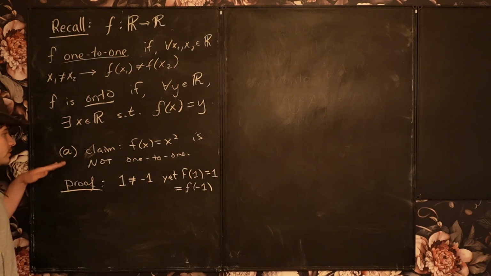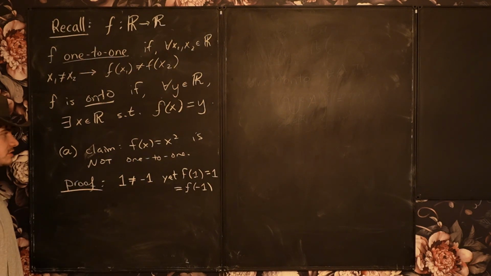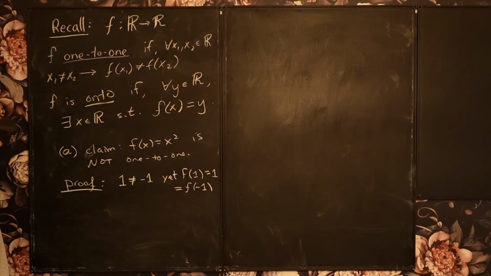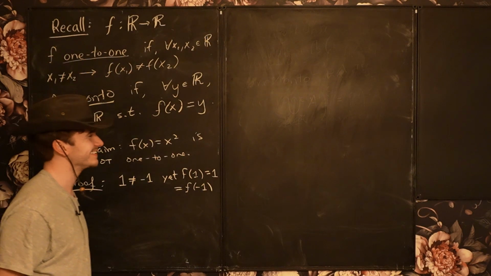Now, we've proven that x squared is not 1 to 1. We just now need to prove that it's not onto. Okay, so let's do it rigorously using the same approach. So we're going to negate this definition here. All right. So we know intuitively that it's not onto, right? Because we're not working in the complex numbers, we're working in the reals.